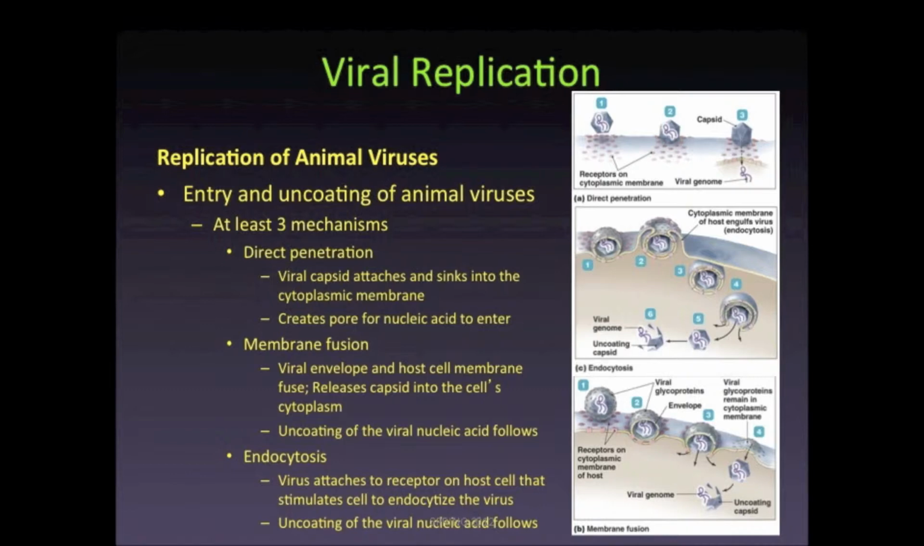Membrane fusion and endocytosis both require an additional step, known as uncoating, in which the capsid is removed to free the viral nucleic acid. The mechanisms by which the virus undergoes uncoating vary greatly among viruses. Some are uncoated within the vesicle, while others undergo uncoating in the cytoplasm as a result of enzymatic action.